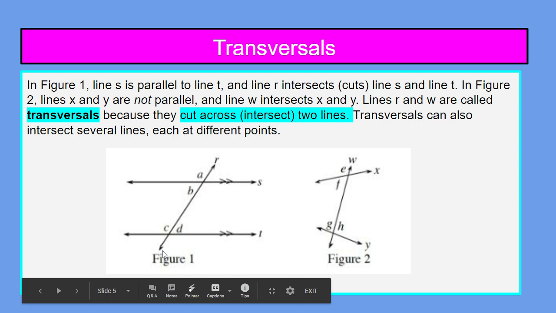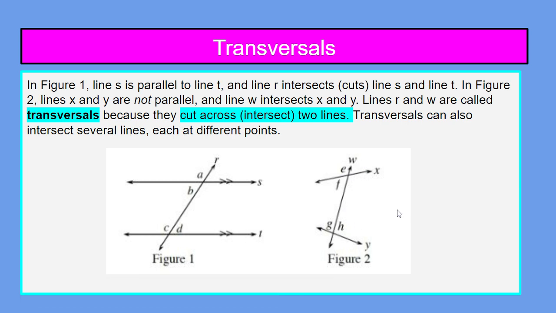But basically, this line here, R, is a transversal through the two parallel lines S and T. Now, line W over here is a transversal through lines X and Y, but you'll notice X and Y in this case are not parallel, but W is still a transversal because a transversal is just a line that cuts through or intersects two other lines.